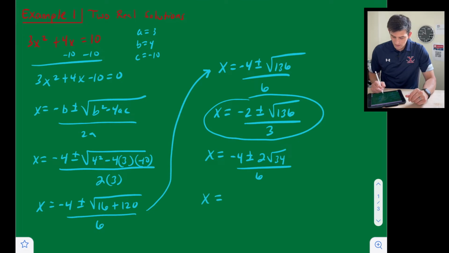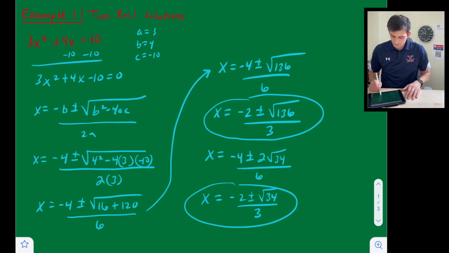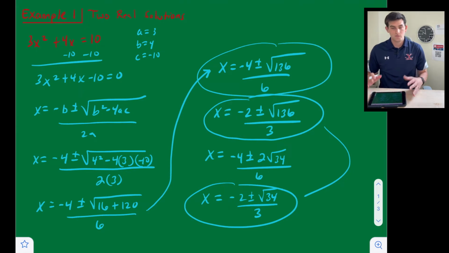So this would be x equals negative 2 plus or minus the square root of 34 over 3. Okay? And so these two are essentially the same thing. Also, this would be the same as well. We've just simplified a little bit there. So we have 2 solutions there.